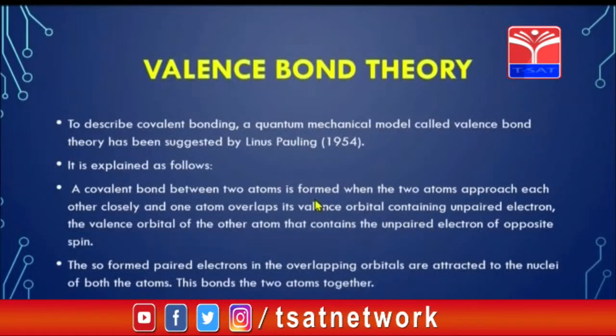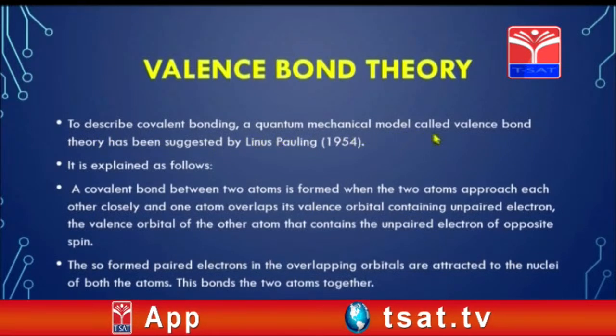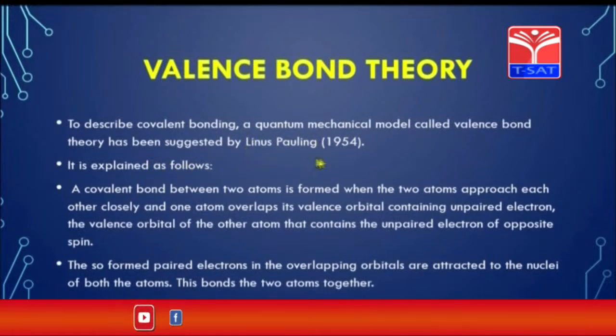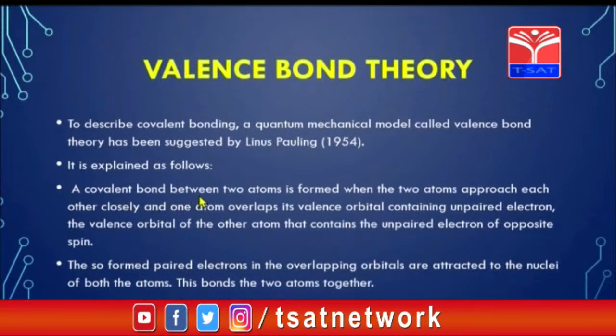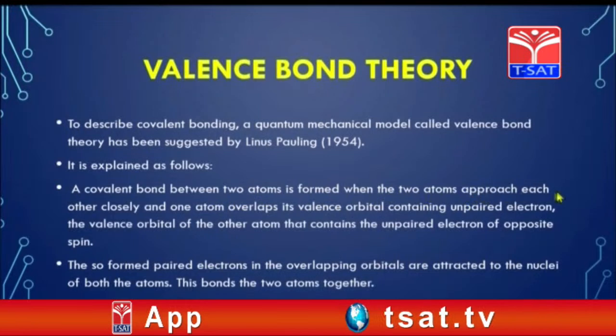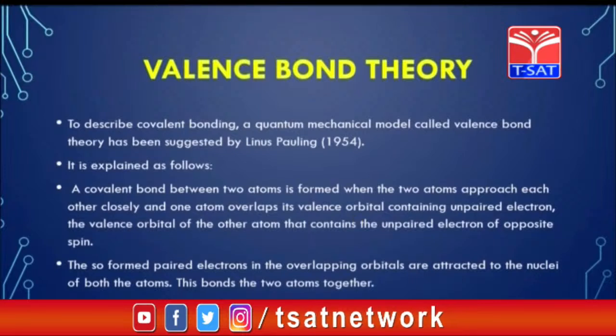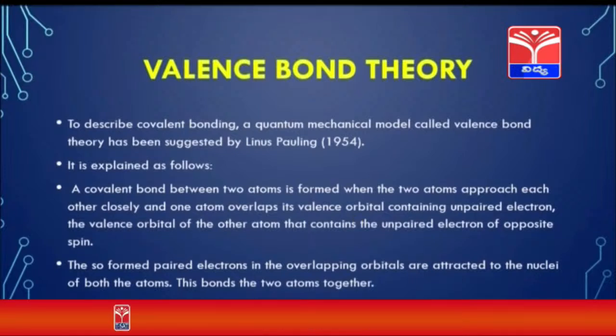So, what is this valence bond theory saying? Children, to describe covalent bonding, a quantum mechanical model called valence bond theory has been suggested. It was suggested by Linus Pauling. And what is it explaining, children? It is saying that a covalent bond is formed between two atoms when two atoms approach each other closely and one atom overlaps its valence orbital. What is this valence orbital, children? As we know, the electrons which are present in the valence shell only participate in the bond formation.